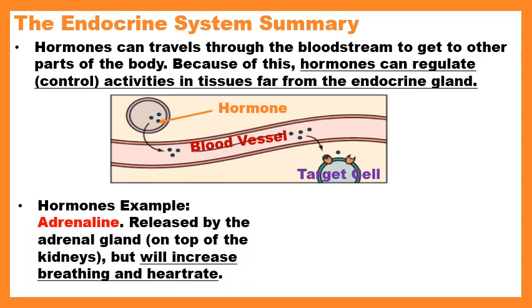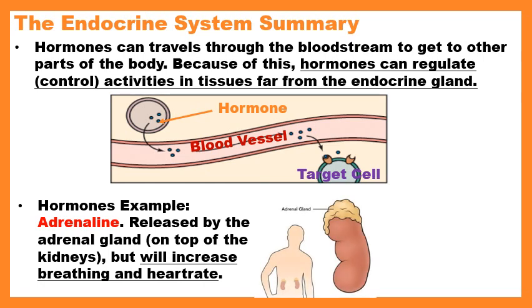So let's give an example of a hormone called adrenaline. We talked about that before. And this is released from the adrenal gland, which is on the top of your kidneys. Okay, so it looks like the adrenal gland is like a hat that sits on top of the kidneys. Here's where the kidneys are in the body. But what does the adrenaline do?